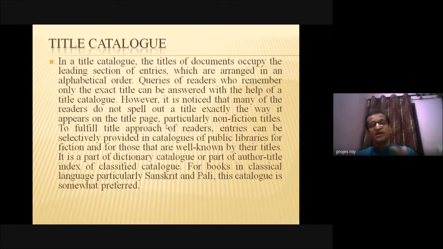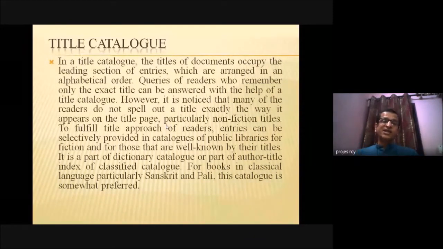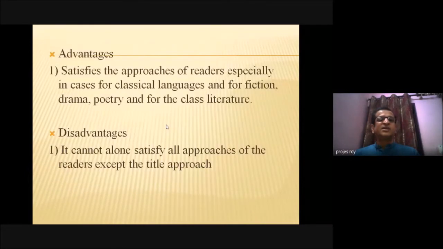It happens with us in Google search. Majority of the time you input the data differently, right? But Google is so smart, it tells you, would you like to search this one? But when it comes to the manual catalog, it is very difficult to do such a thing. So still, it meets the user approach on the title of the document. Now, what are the advantages?